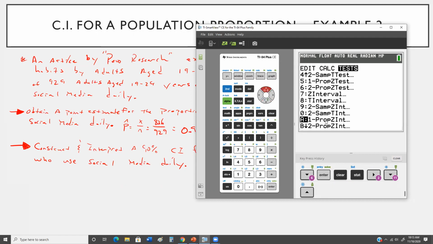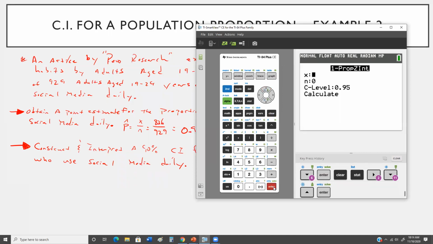Stat, go over to calc. You don't want Z interval. You want to scroll down. You want option number 1 prop Z int. That stands for proportion Z interval. So we have 1 prop Z int. Hit enter. How many people see this on their screen? I do. Did people need to hear me do that again?